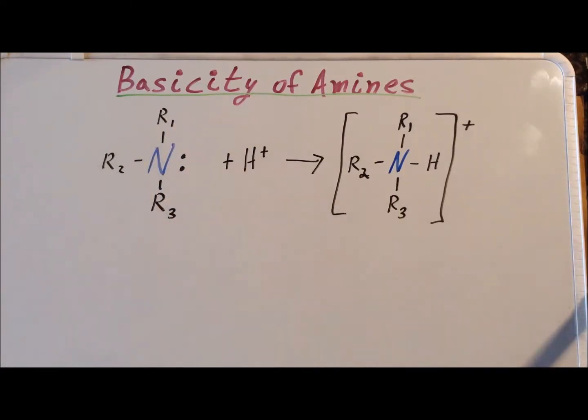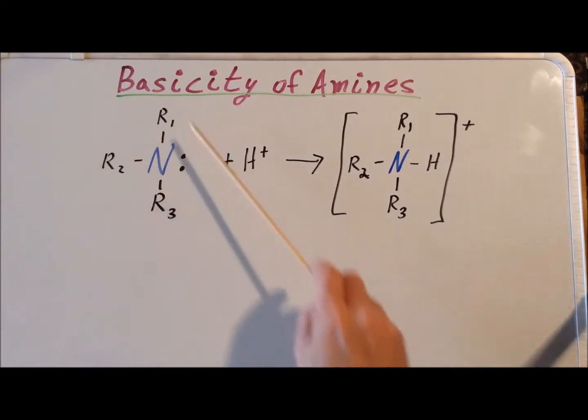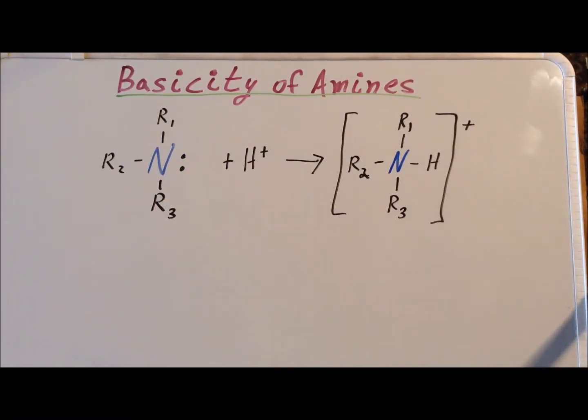If two of the R groups are alkyl groups or some other kind of group that's not a hydrogen, then we call this a secondary amine. And if all three of the R groups are not hydrogens, then we call it a tertiary amine. And the number of non-hydrogen groups and the type of group that they are will very greatly affect the basicity of the amine.